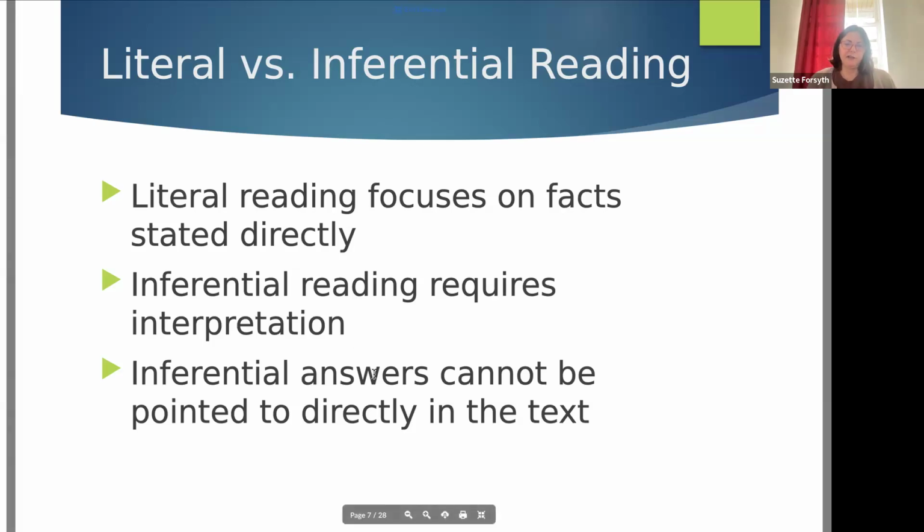So you cannot find the inferential question answer directly in the text, but you cannot ignore the text either. It has to be true to the text. It has to align with what the text tells you. So you can't go completely against what the text says. Whatever you conclude, it can't be against what the text says. The text is the basis for your answer, and then you have to go beyond.